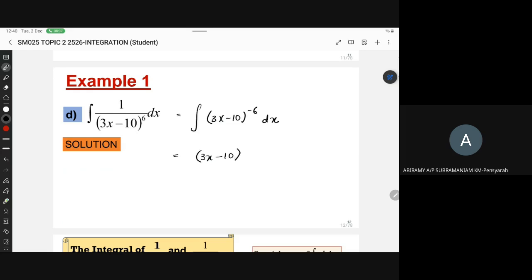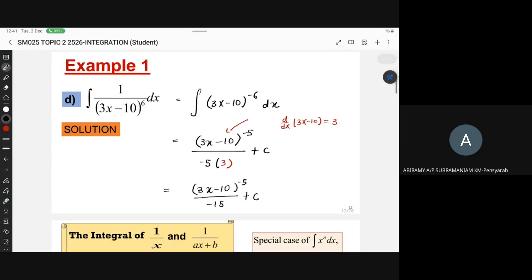So negative 6 plus 1 is negative 5, divided by the new power, which is negative 5, and also we are going to divide by the differentiation of the function. So differentiate 3x minus 10, we will be getting 3. So we are going to divide by this 3, and then we will be having a plus c behind here. So the final answer is (3x minus 10) to the power of negative 5 divided by negative 15 plus c. That will be the answer for D.